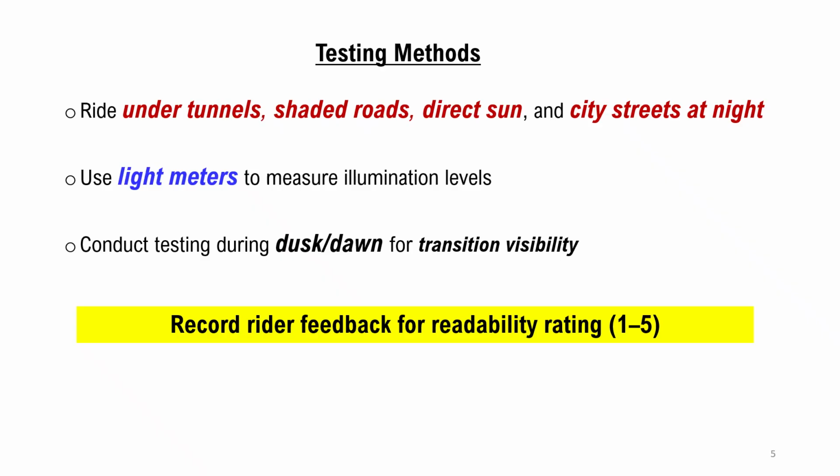Testing methods. Ride under tunnels, shaded roads, direct sun, and city streets at night. Use light meters to measure illumination levels. And then conduct testing during dusk or say dawn for transition visibility. The rider will record the results at the readability rating scale from 1 to 5.